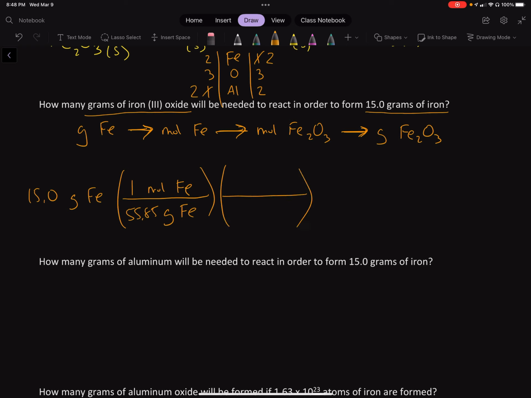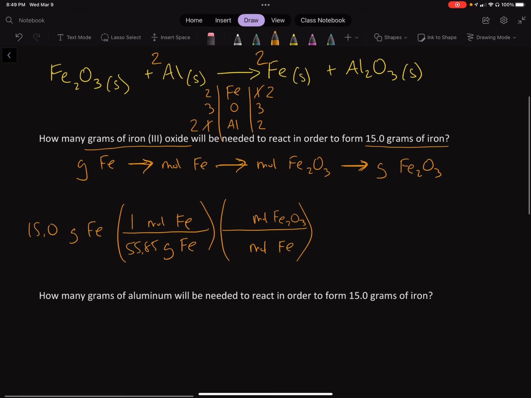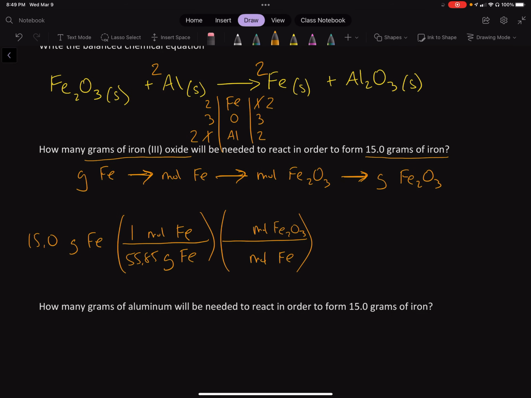Next, the second conversion, we want to go from moles of iron to moles of iron oxide. And to do that, we look at the balanced chemical equation. So we have iron had a 2 in front, and the iron oxide, we didn't put a number there, which means it's just a 1 in front. So for every 2 moles of iron that are produced, 1 mole of iron oxide is needed. And then the last conversion, to go from moles of iron oxide to grams of iron oxide, we need the molar mass of iron oxide.